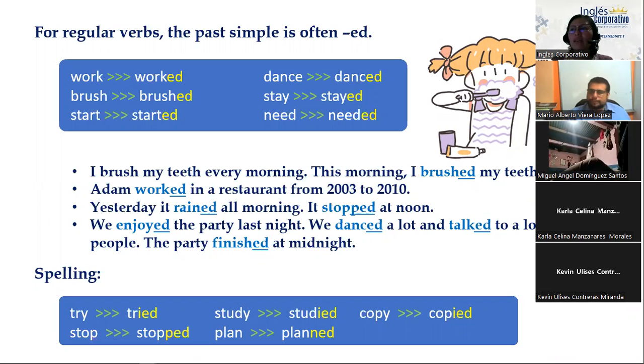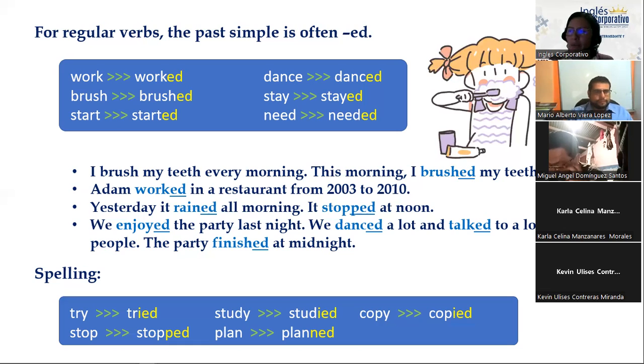Work, right? Then we have brushed, ending in sh, right? Brushed. Then we have start, T sound, right? Dance, we have a vowel at the end, right? Dance. We have stay, right? We have a consonant here, Y, right? Need, we have a consonant at the end. At the end, I'm sorry.